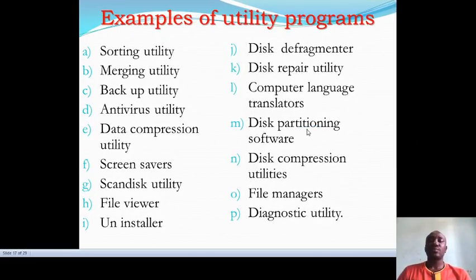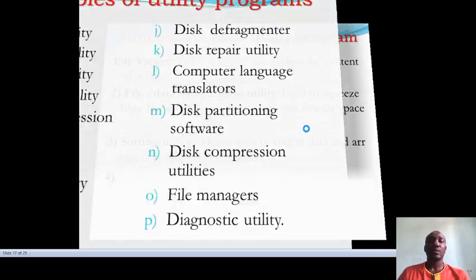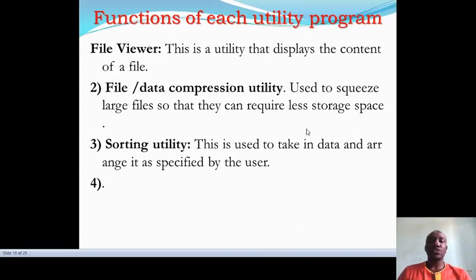Examples of these utility programs are: we have sorting utility, merging utility, backup utility, etc., as we look at them in this video. Functions of each utility program. One, we have the file viewer. So this is a utility that displays the content of a file.